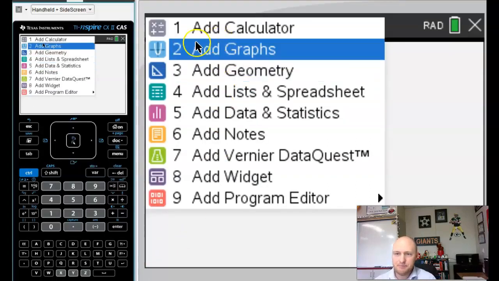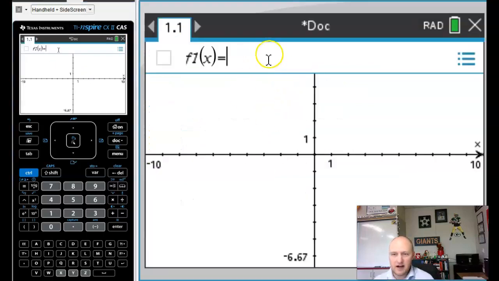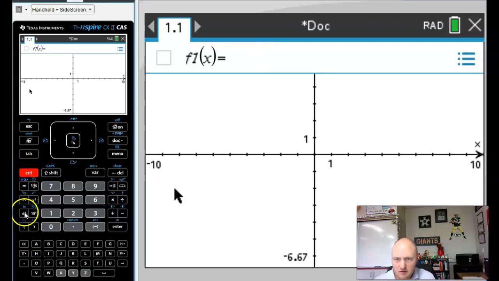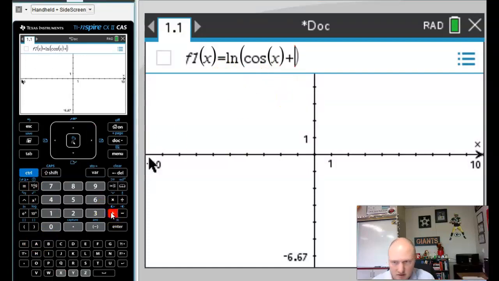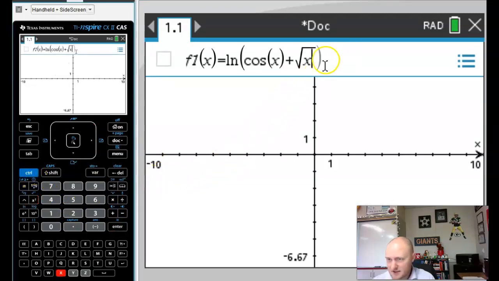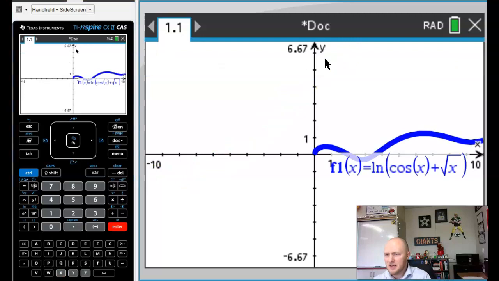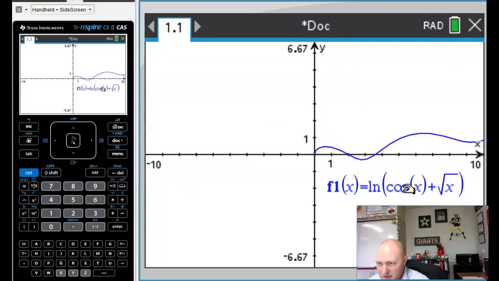So I'm going to go into my calculator, open a new graph and graph this. So we have the natural log of cosine of x plus the square root of x, and I'll hit enter. Okay, and there is my graph.